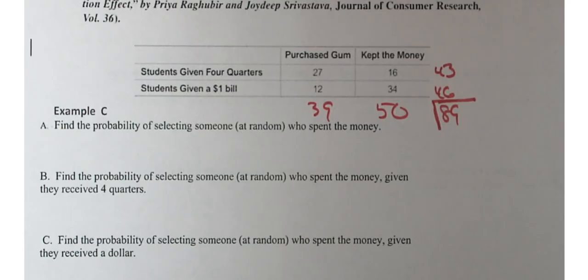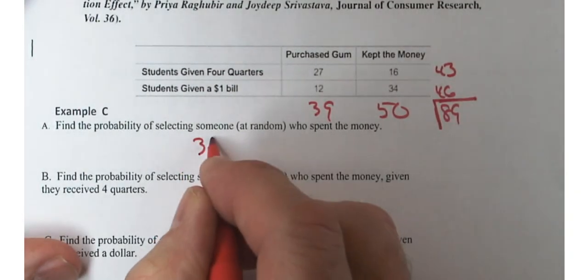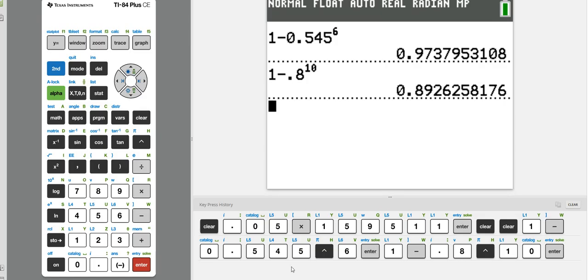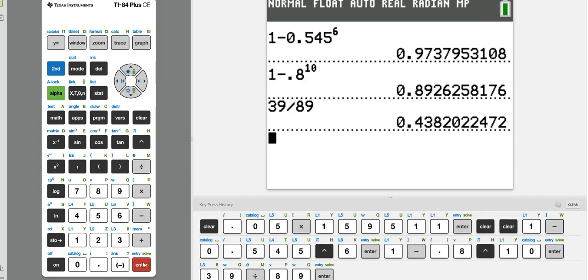What's the probability of selecting somebody at random who spent the money? Well, how many people spent the money? What column should I look at for spent the money? Yeah, purchase gum. So you got 39 out of 89. And let's see what percentage that is. Guessing about 44%-ish. 39 divided by 89. Yeah, pretty close to 44%. So about 0.4382.